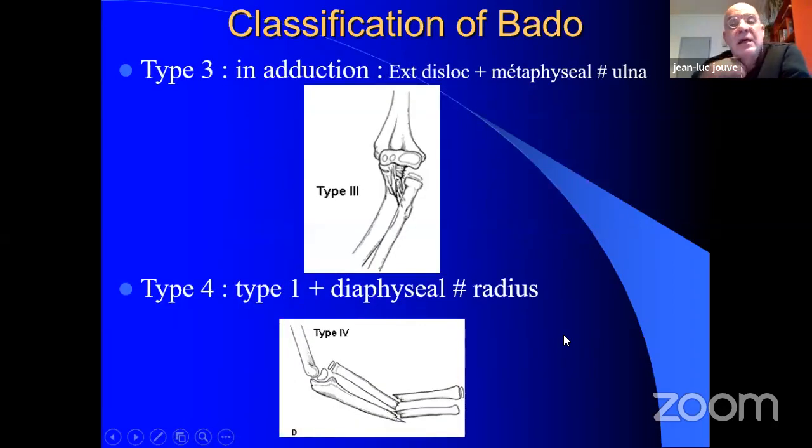In type 3, the adduction provides an external dislocation of the radial head. And in type 4, it is as type 1, but there is an association on the radius of a fracture and a dislocation of the radius. And it is a problem, because in this case, it is very difficult to place the radius in the good position.